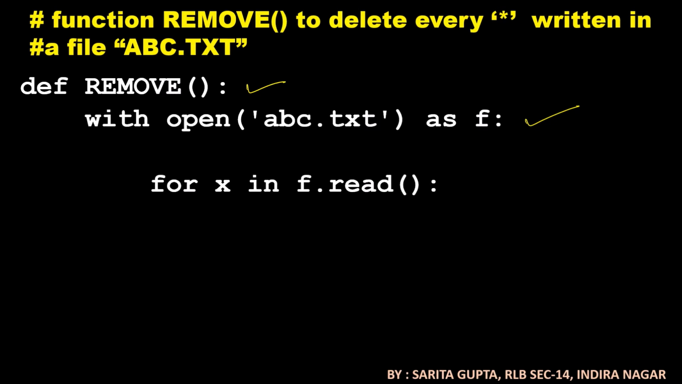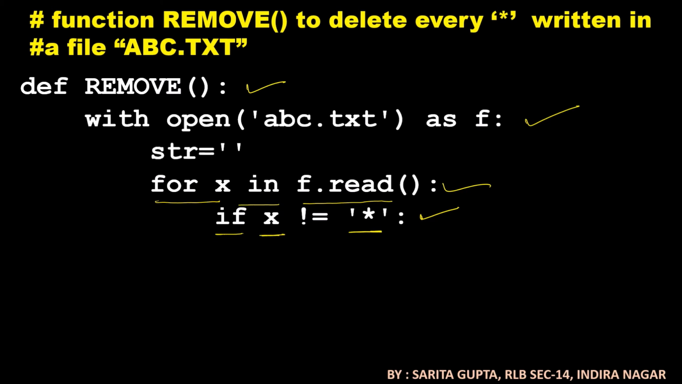Next, reading all the characters from the file and iterating through each character one by one using a for loop as for x in f.read. Next, comparing each character read with asterisk as if x not equal to asterisk. This would mean that this character has to be kept in the file. It is not to be deleted. So we'll store this character in a variable.